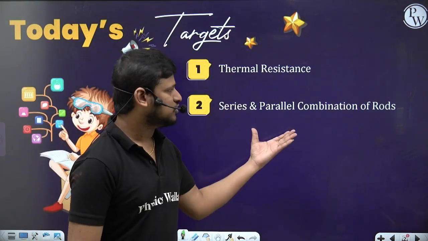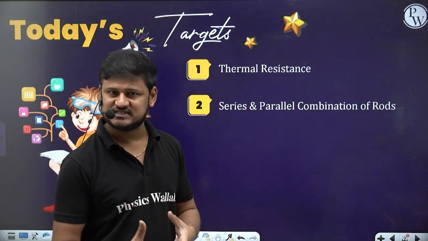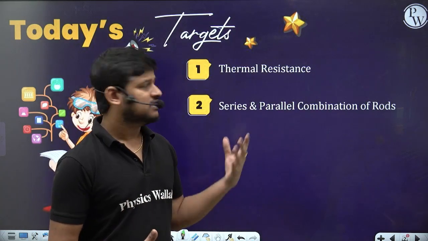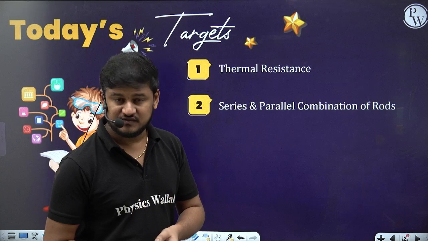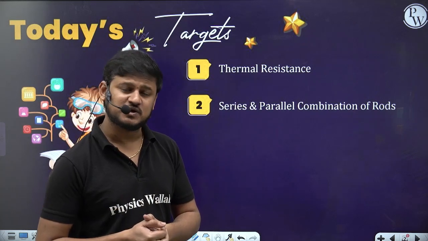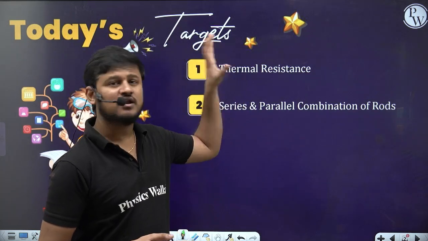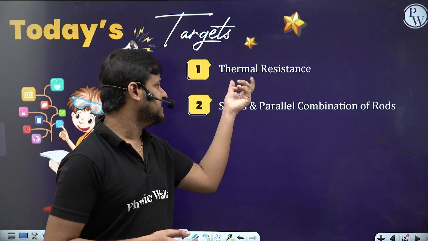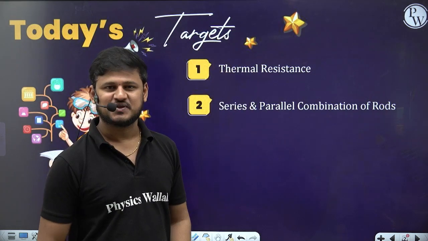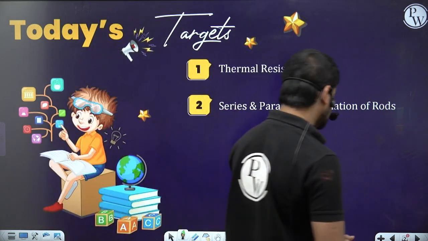Okay, chalo. So what is the equivalent resistance formula here? The equivalent conductivity formula, all those things we are going to see. There we call it electrical resistance, here it is thermal resistance. Okay, chalo. So let's get into the topic, guys.